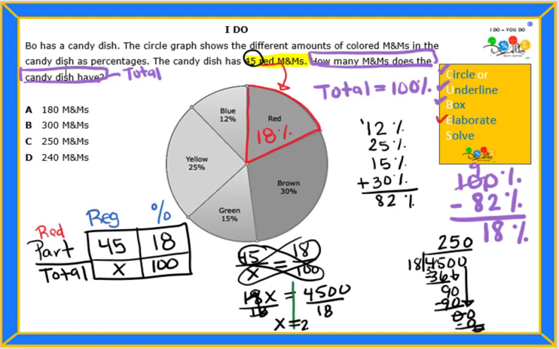So x equals 250. Now remember, the x is on the side of the regular numbers, so it is not a percent. We have both of our percents. 18% represents red, which is 45 red M&Ms. So 100% represents 250 total M&Ms. So our correct answer is C. 250 total M&Ms in the candy dish.